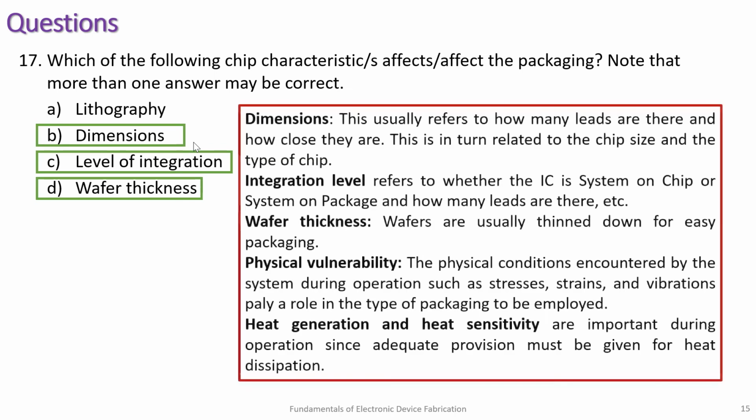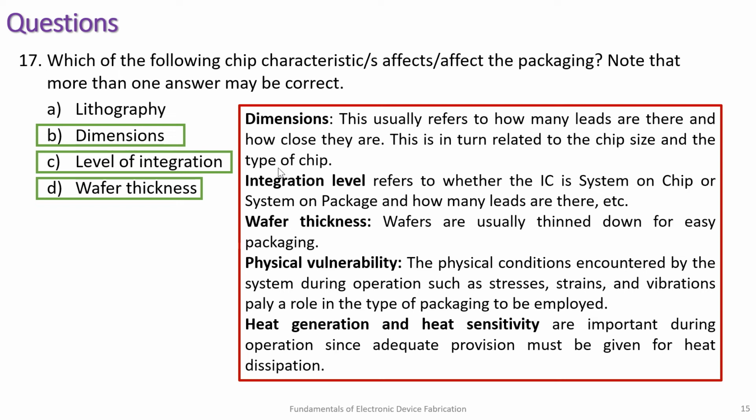First we are discussing dimension. It refers to how many leads there are and how close they are. Depending upon the size of the chip, we will have to assign the number of leads that come on the particular package and how close these chips should be aligned with respect to each other. And then comes integration level. When we are doing a package, there is chip on system or chip on package. Chip on system means that in that particular chip there will be multiple components, each having a specific function, in a single chip. Chip on package means multiple chips with different functions will be put into a particular package.